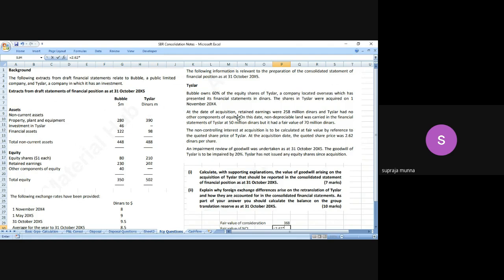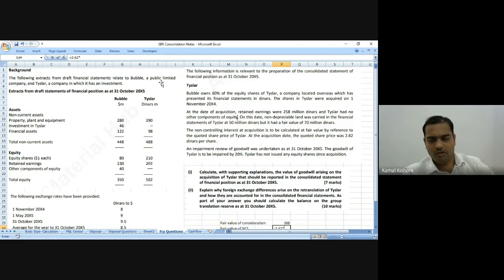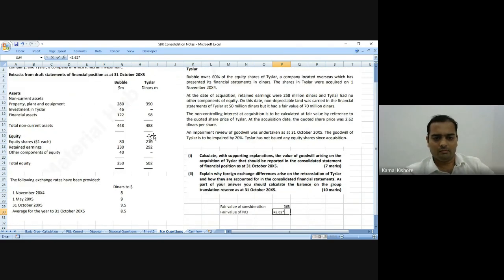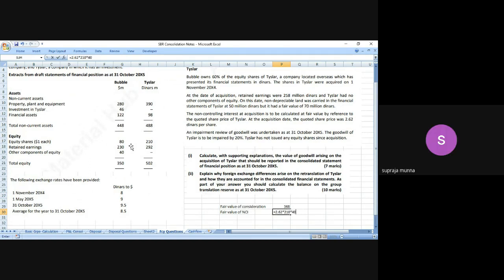But we are reporting in dinars, right? This is a dinar. So we can assume that it is 1 dinar. So 210 million shares, right? Okay. So 210 million shares into how many percent? 40%.